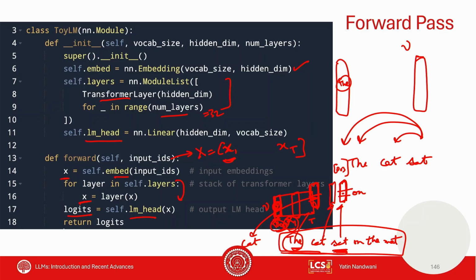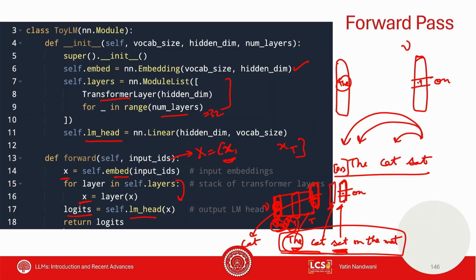Now, once the model is trained and I pass this sequence, the cat sat, through it, in the end I will have a probability distribution. How should this distribution look? I have trained the model. Yes, so on the token on, we will have a very high probability, let's say 0.9.